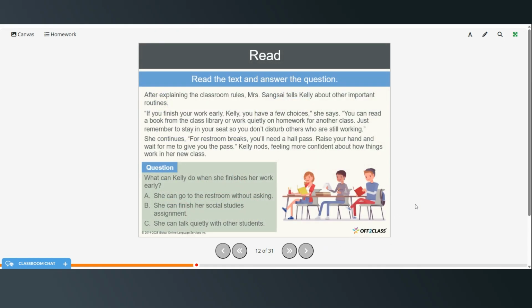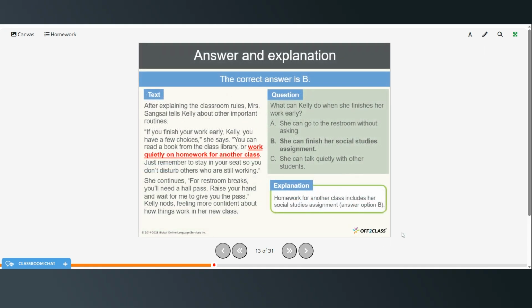Now pause the video and read the text and choose an answer to the question. And then you can restart when you're ready to continue. All right, so what can Kelly do when she finishes her work early? The correct answer is B. She can finish her social studies assignment. Here's where that's shown in the text. You can work quietly on homework for another class.